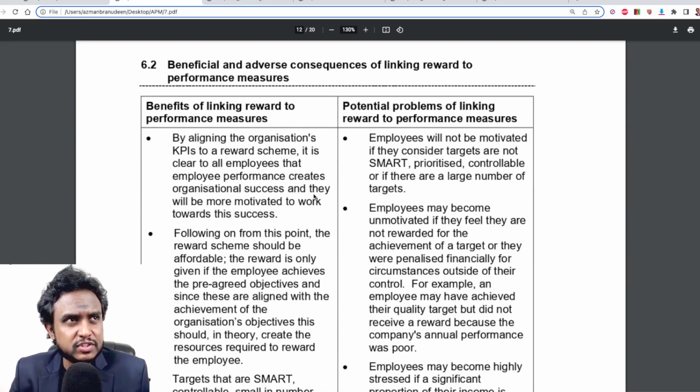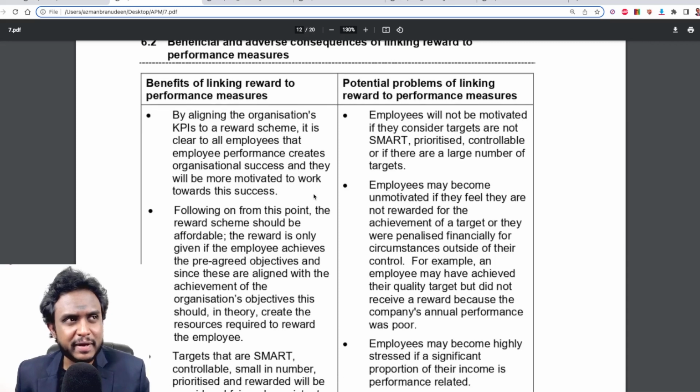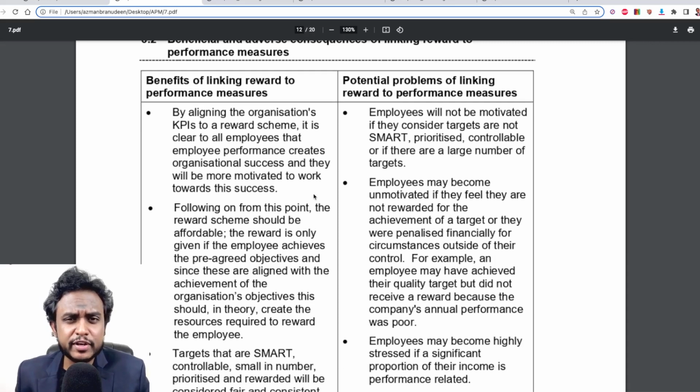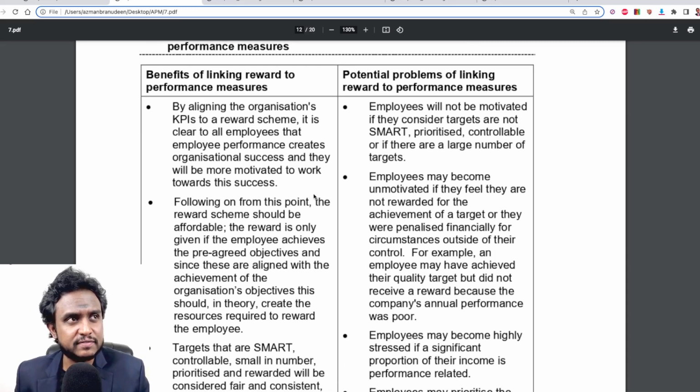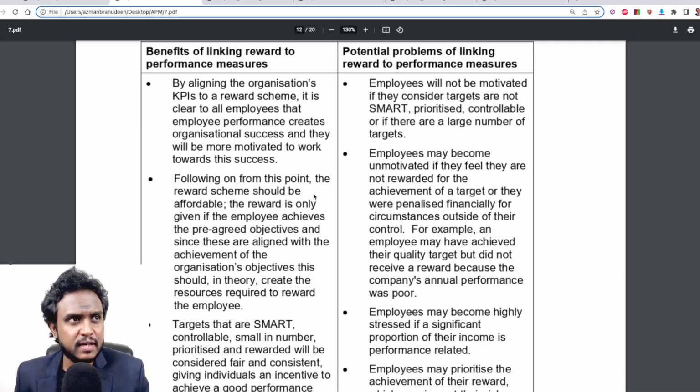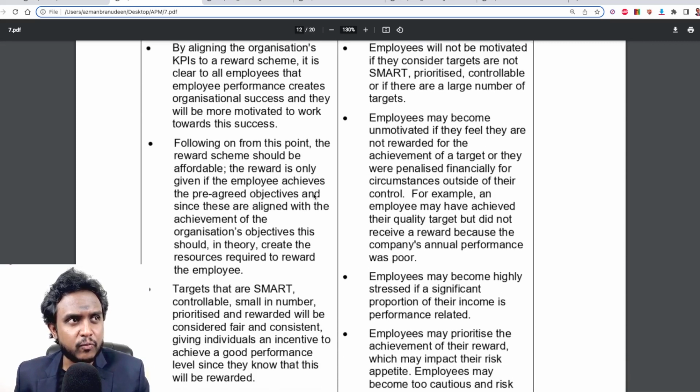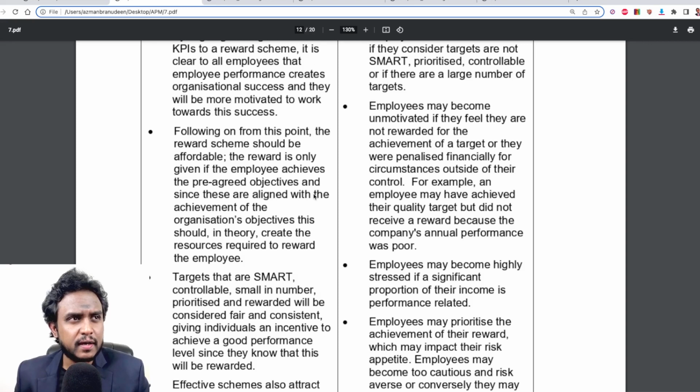Now, what are the beneficial and adverse consequences of linking reward to performance measures? Of course, there are going to be many benefits. It's going to be aligned with the overall organizational vision, mission, objectives, and KPIs. And the reward scheme will help the employees achieve the pre-agreed objectives.